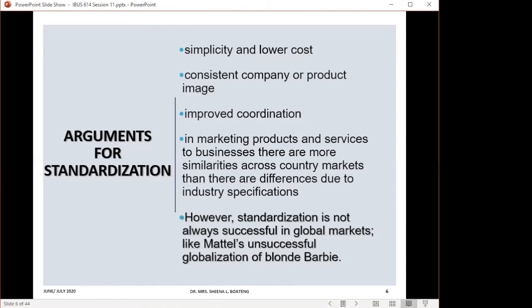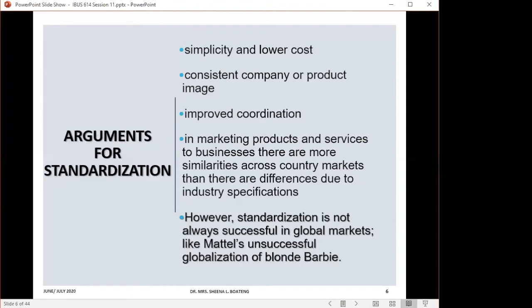So in that vein, with regard to selling to businesses, in respect of specific industry and sectoral specifications, standardization becomes non-negotiable, because you have to stick to these specifications and you can't go out of them to make any significant modification. However, regardless of all these arguments that we have made for standardization, standardization is not always successful in global markets, especially when we are dealing with B2C consumers and not necessarily B2B consumers. B2C here refers to business to consumer transactions, and B2B refers to business to business transactions.